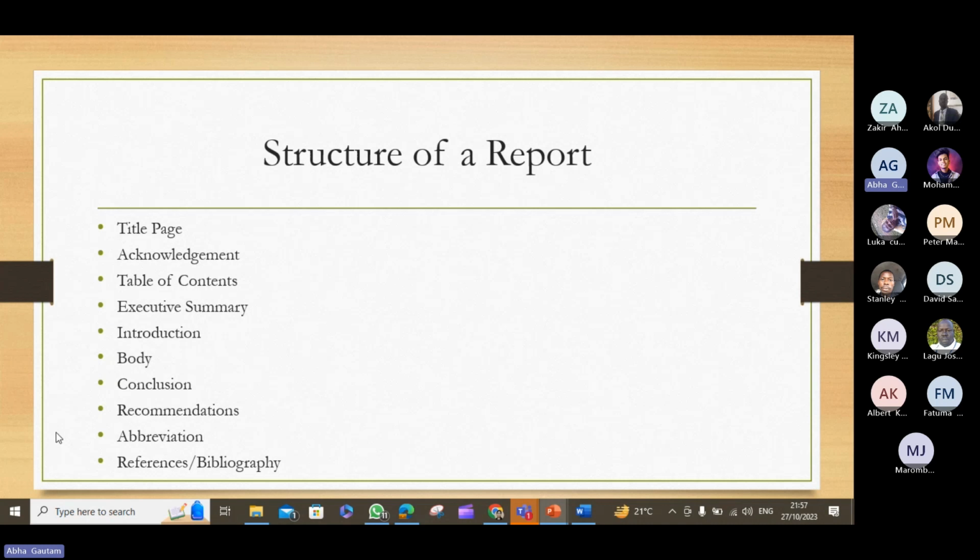Then what we have is, I have already talked about abbreviations, that they should be in alphabetical order, okay, and you need to provide the glossary also.